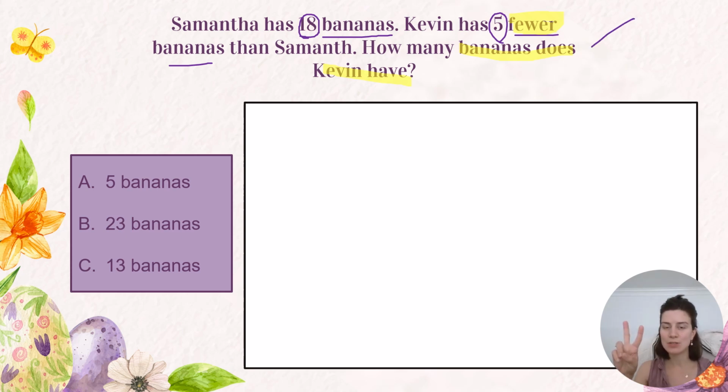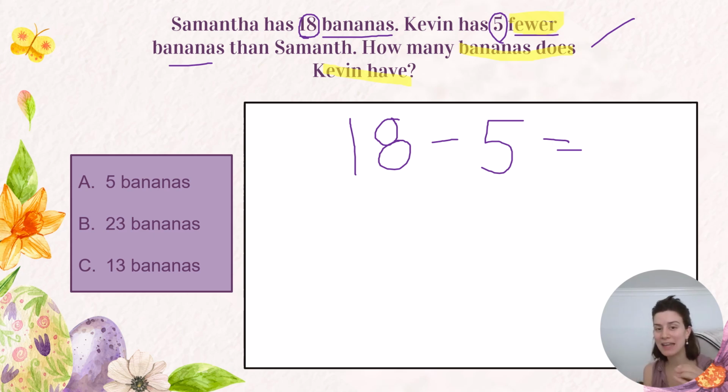Let's move on to step 2, plan it. Go ahead and write the number sentence I'm writing down. I know that we're starting with 18 bananas. I'm taking away 5 from 18 to find out how many bananas Kevin has. He has 5 fewer bananas than Samantha, which means I need to subtract that from 18 to find out how many Kevin has.